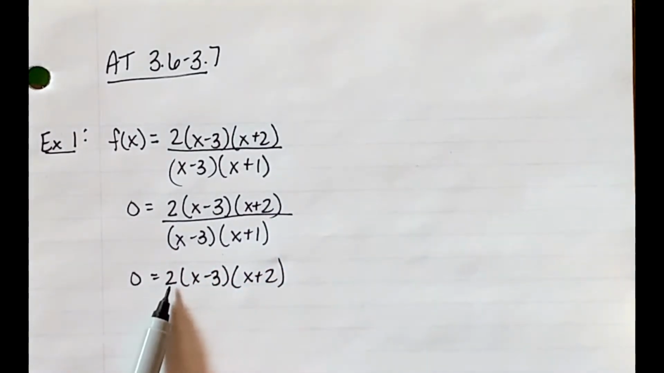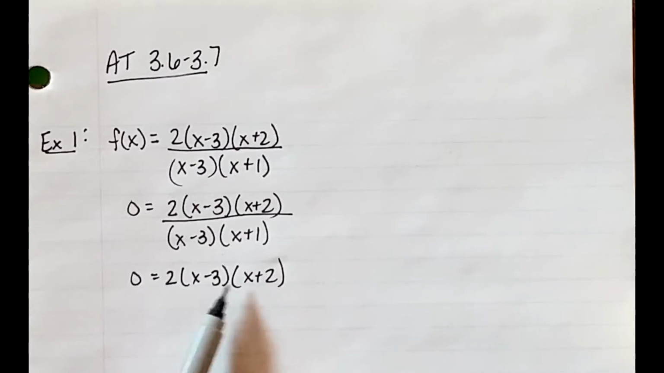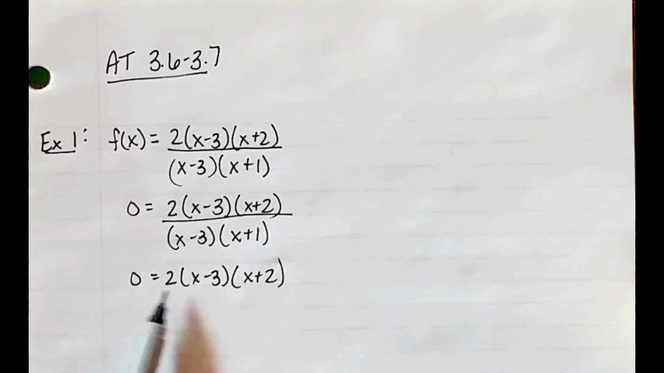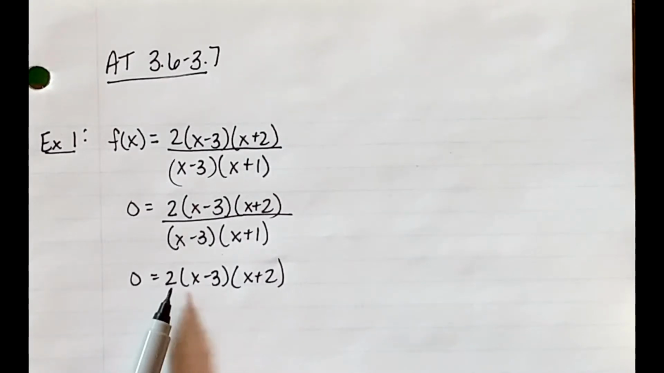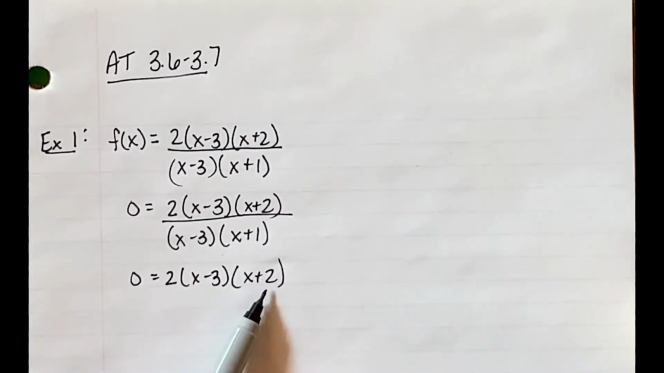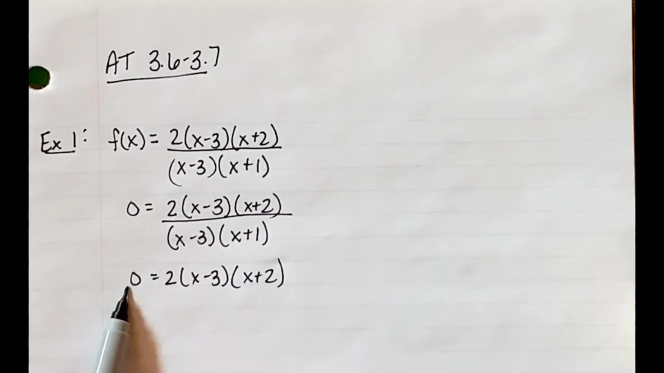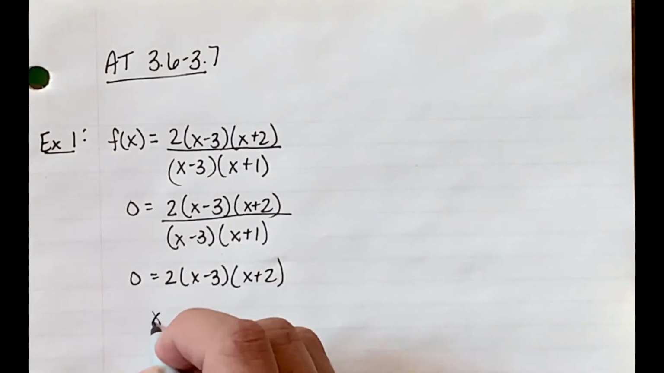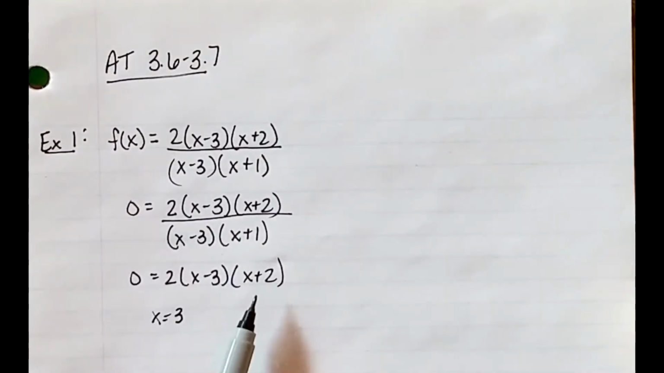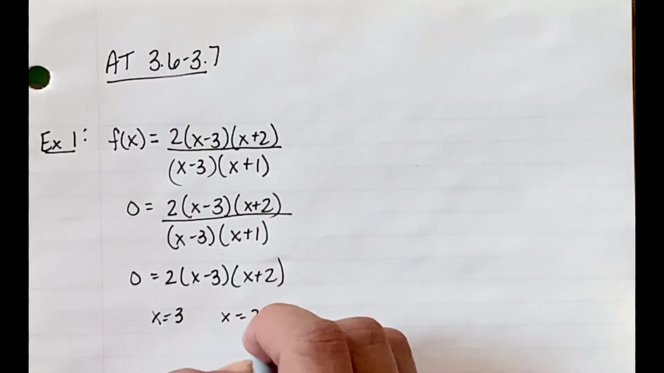As a reminder, you have 3 factors here, and each of those factors multiplied together is being set equal to 0. And so you want to solve where each of the factors equals 0. Well, 2 is never going to equal 0, so that's not going to happen. If x minus 3 equaled 0, then x equals 3. And if x plus 2 equaled 0, that would mean that x is negative 2.